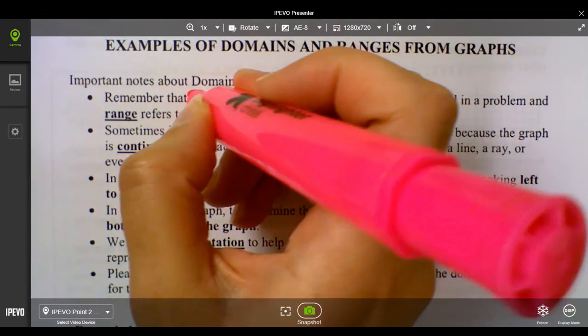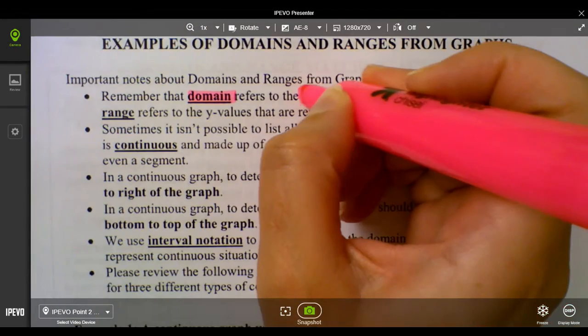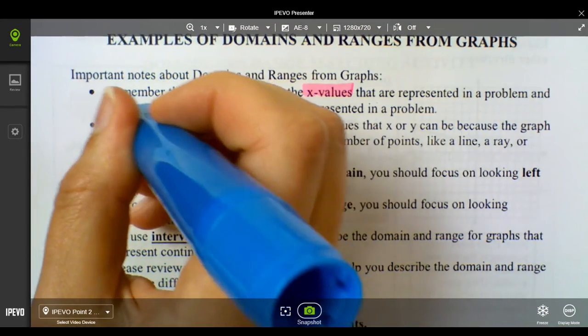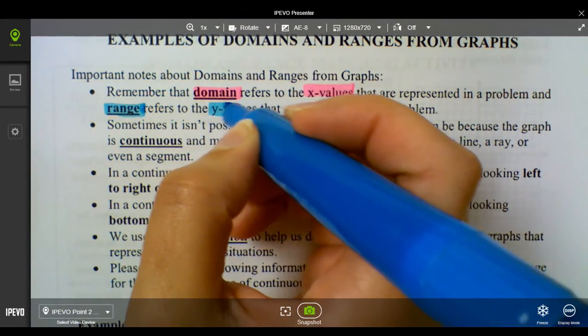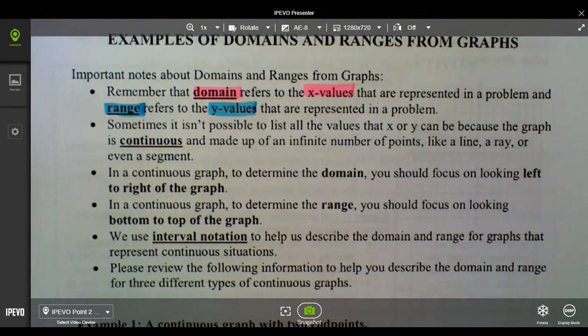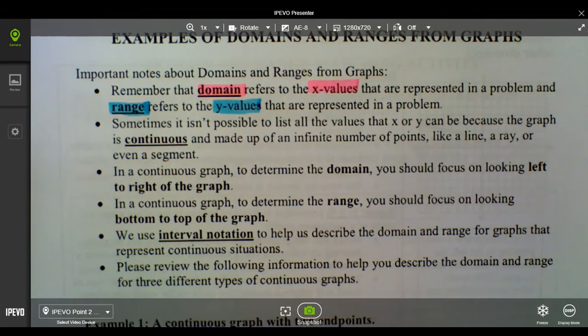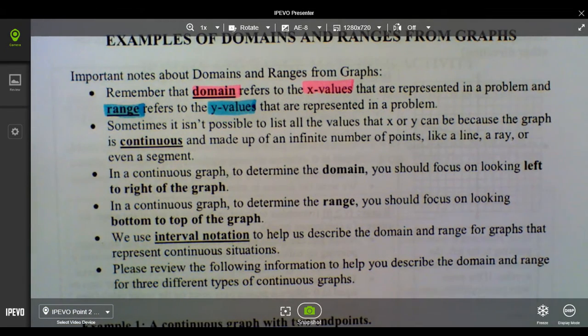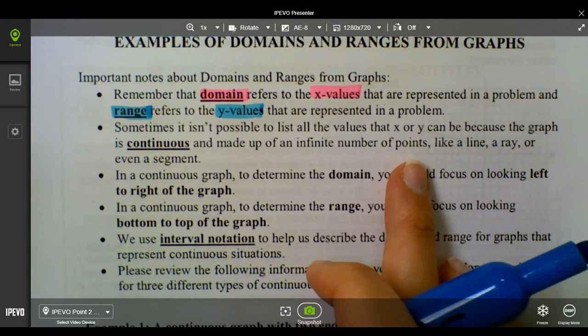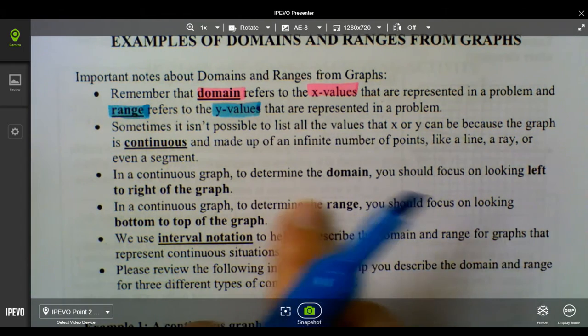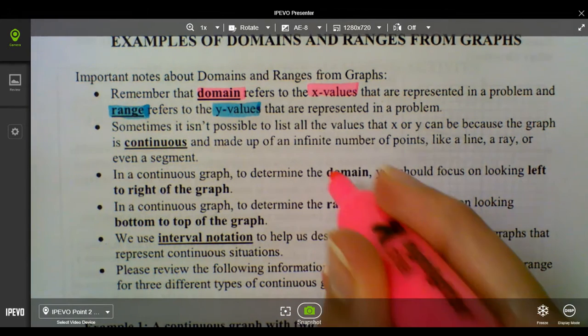So the first thing that we have to remember is that the domain always refers to the x values represented in a problem, and the range is always going to refer to the y values represented in the problem or in the graph. Now, most of these graphs that we're going to be dealing with are continuous. That just means I could draw them without lifting up my pencil. And even though they're made up of an infinite number of points, like a line, for the domain, you're still going to be reading it from left to right.